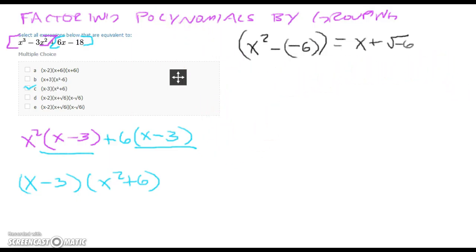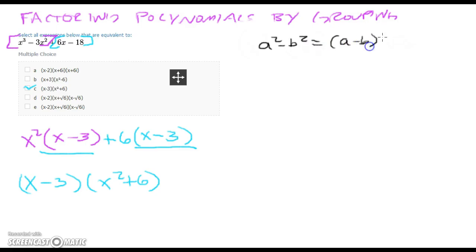And before I spend too much time rewriting it, what I really want to do first is talk about the difference of squares identity. We've seen this before, but I want to do it again. So a squared minus b squared is equal to a minus b times a plus b. You'll remember that from several lessons ago.